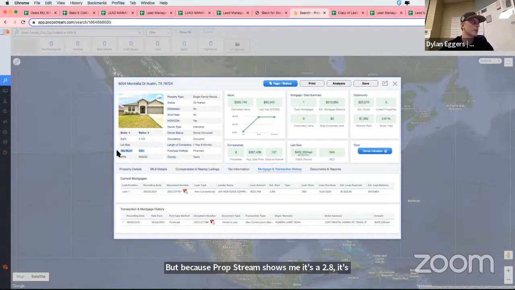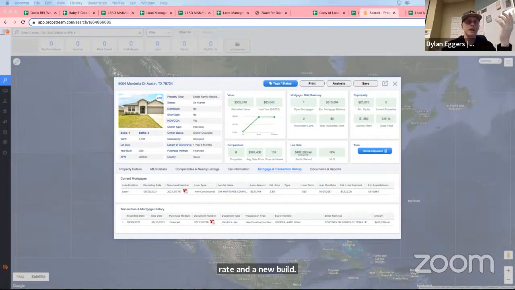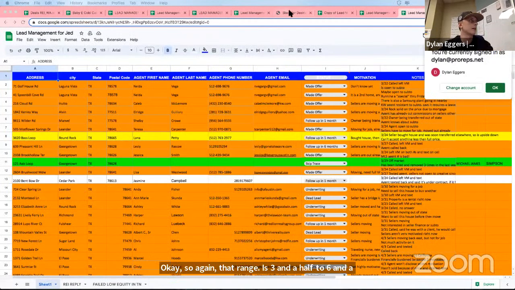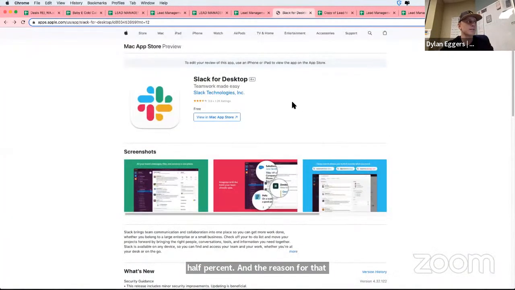It's a brand new home, right? So I'm going to offer them the higher amount because it's a low interest rate and a new build, okay? Again, that range is 3.5% to 6.5%. The reason for that range is we need to buy this deal for less than 10% to be able to add our assignment fee.